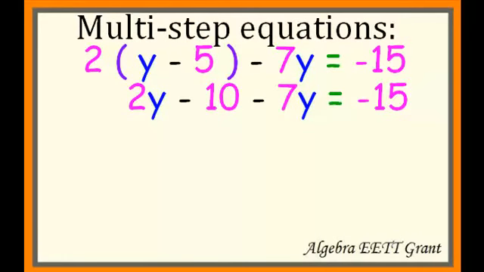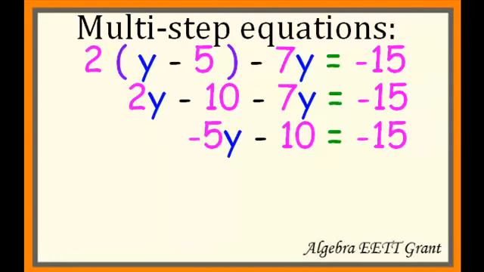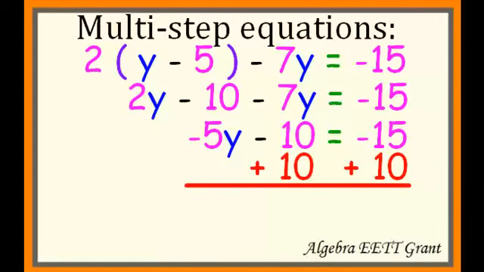Now, we collect like terms. So the 2y and the negative 7y will give you a negative 5y. Now, the negative 10, I just brought it down, and the negative 15, I brought it down. Now, this looks like a two-step equation. So, to get the negative 10 to the other side, which is what we always have to deal with first, any number added or subtracted with our variable, we're going to add 10 to both sides.